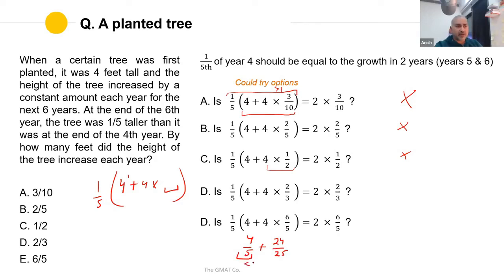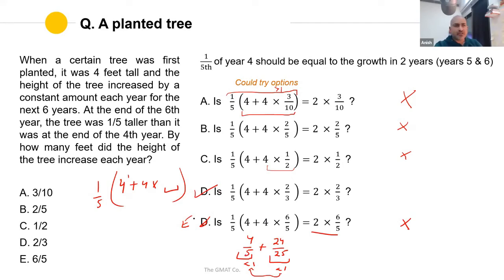4/5 is less than 1, 24/25 is less than 1. I'm adding up two numbers which are less than 1. Will I get something which is greater than 1? No. 2 times 6/5, 2 times something greater than 1, is more than 2. I'm adding up two terms which are less than 1 each. My sum overall will not be more than 2. So E is wrong also. And that already confirms that D is the answer.